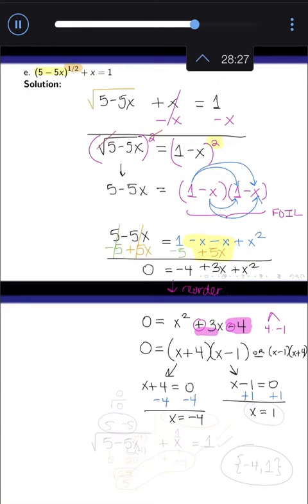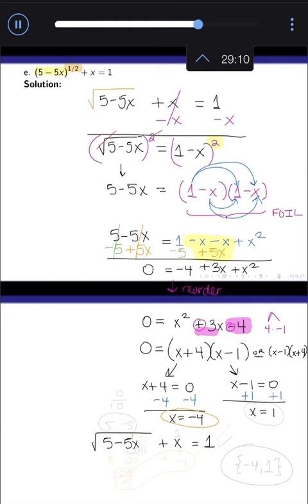Now, you worked really hard on this problem. You also still have to double check that your solution actually works. We had square roots, even roots, in the original problem. How do we double check that they work? Well, what we have to do is plug them back into the original problem. Remember what the original problem was. The original problem was the square root of 5 minus 5x plus x equals 1. So let's plug in our two answers here.